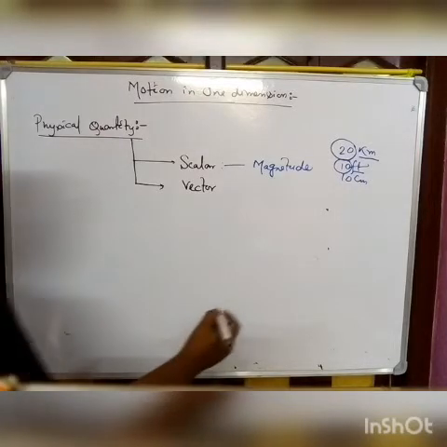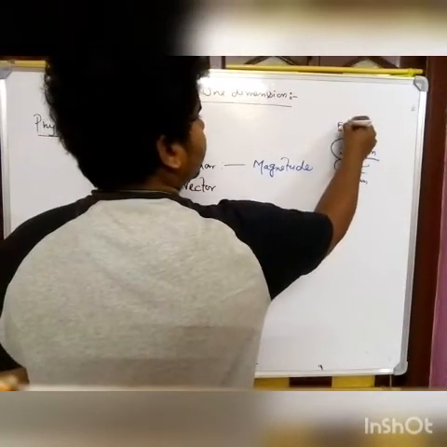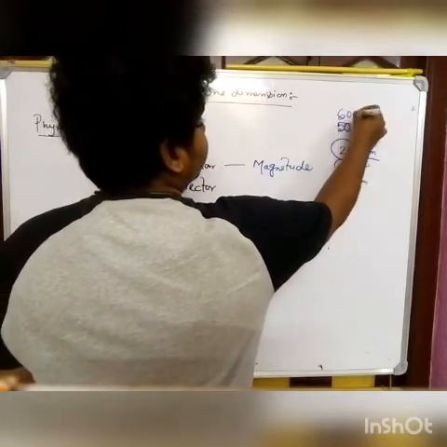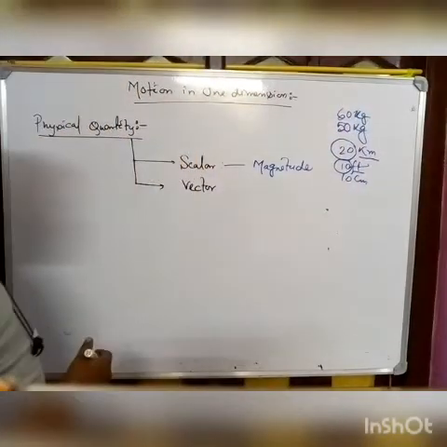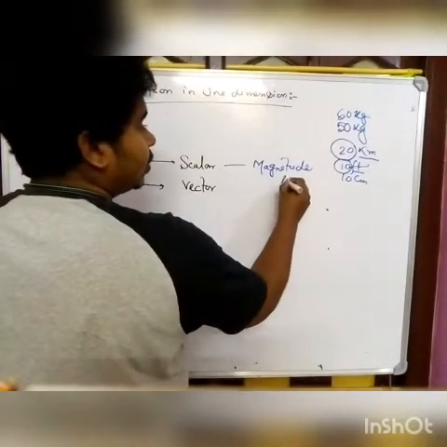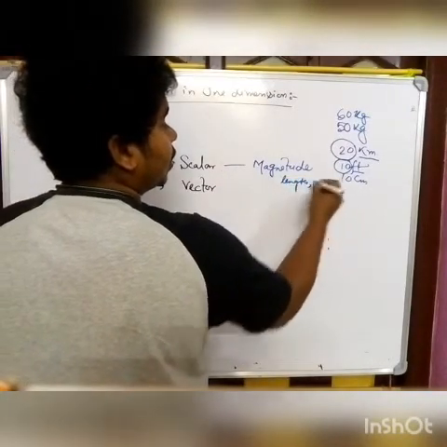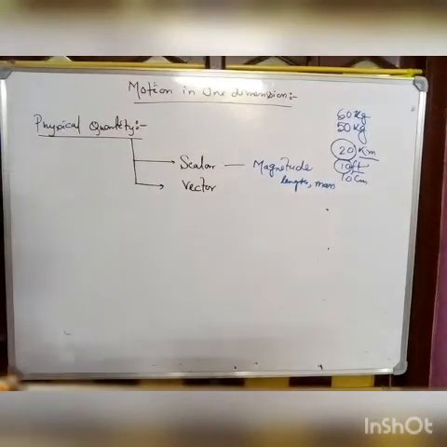Similarly, if I want to find the mass of a body, assume it is 50 kg, it may be 60 kg, that is also the same. So we can say length, and we can say mass. These are the types of physical quantities where no direction is needed, and magnitude is enough to express it. These quantities are known as scalar quantities.